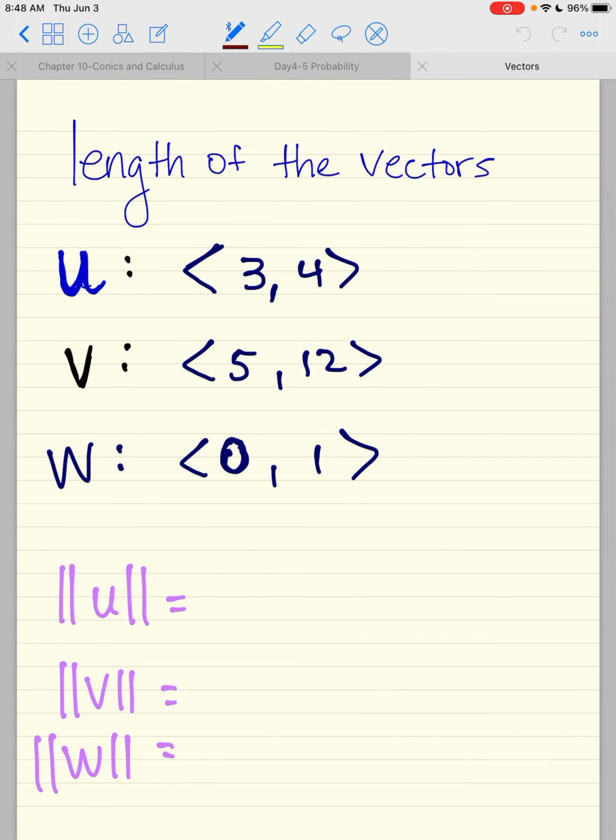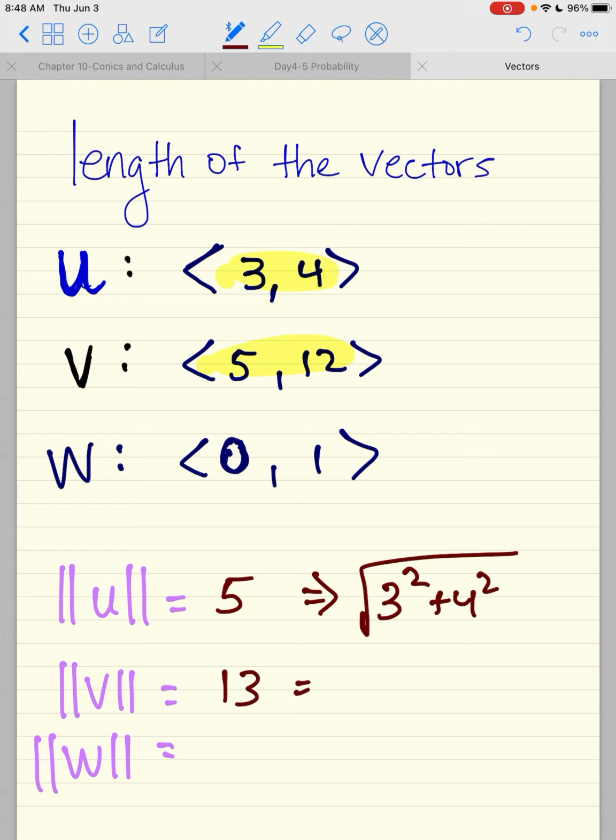But first, let's try some practice problems here. The length of the vector <3, 4>, everyone should know what that length is. 5. We can figure that out by saying the square root of 3 squared plus 4 squared. The length of the vector <5, 12> is going to be 13. You can figure that out by saying the square root of 5 squared plus 12 squared. We're just taking the components, squaring them, adding them, and taking the square root.